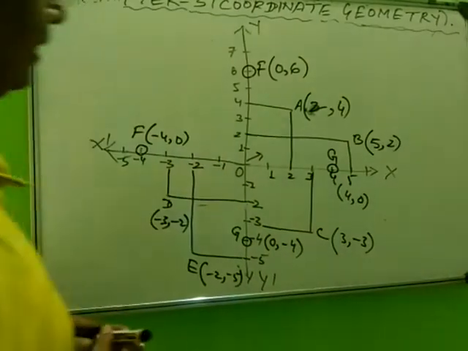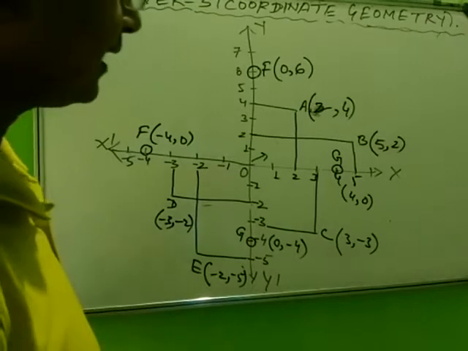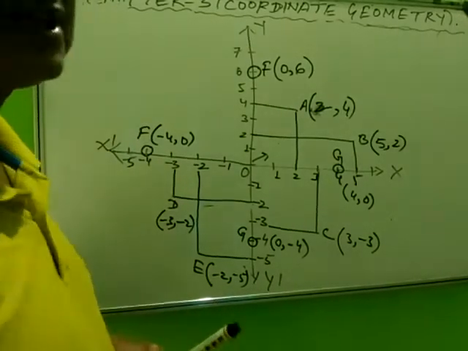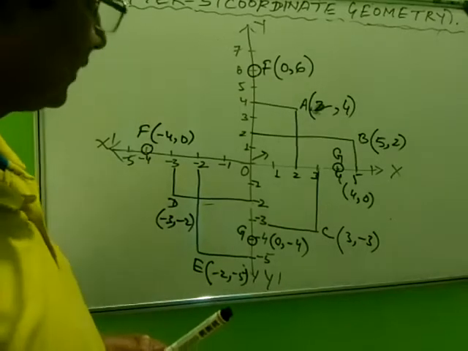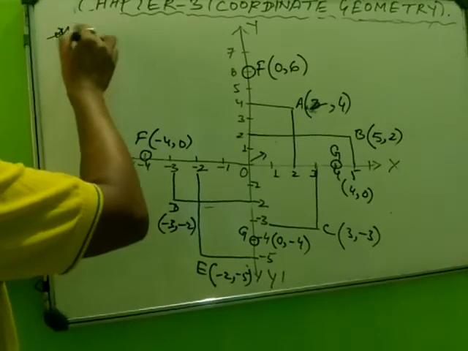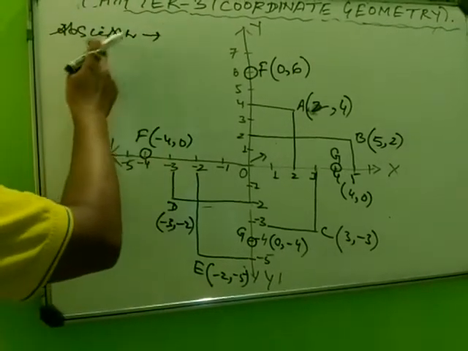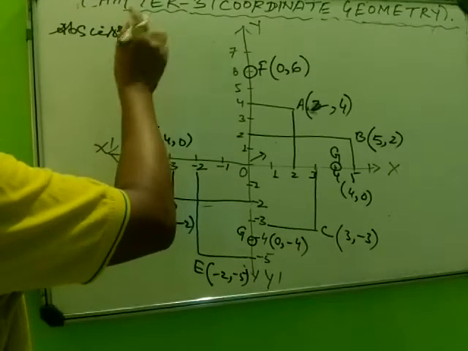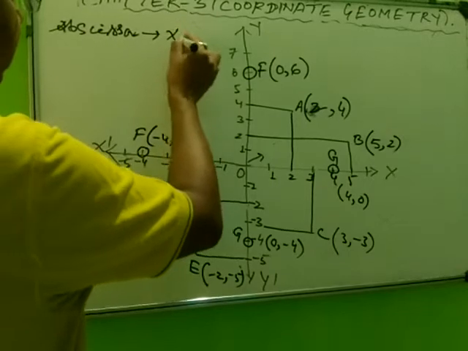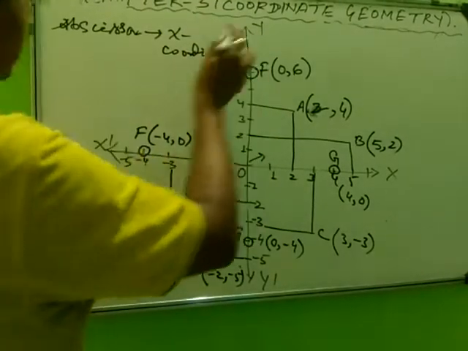So in this way, all these things you have learned in class 8 also. You have not learned anything new. Only two terminologies you will learn now: one is called the abscissa, and the second is called the ordinate. Abscissa, A-B-S-C-I-S-S-A, you will find in the book. The abscissa refers to the x coordinate.